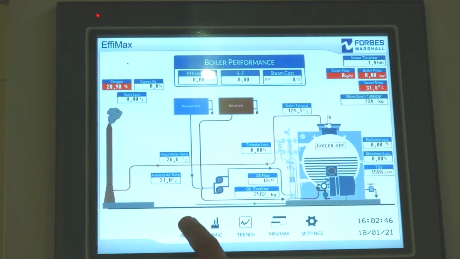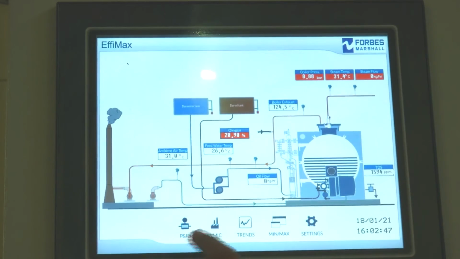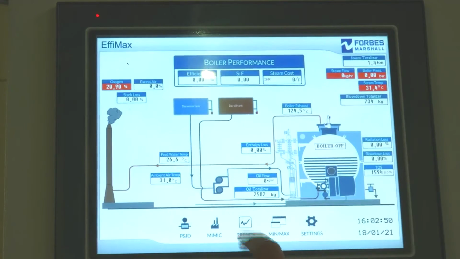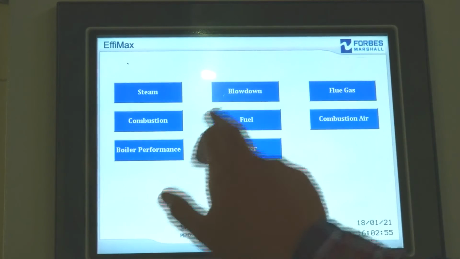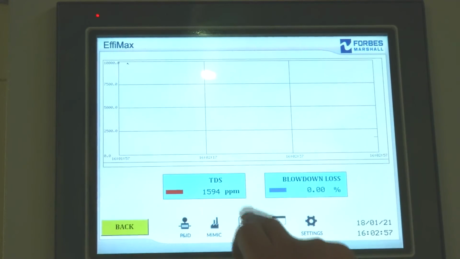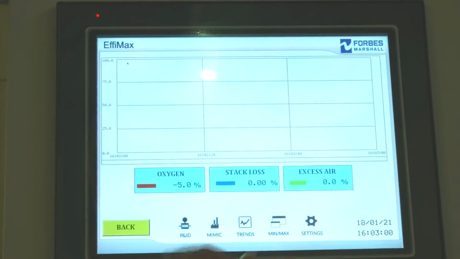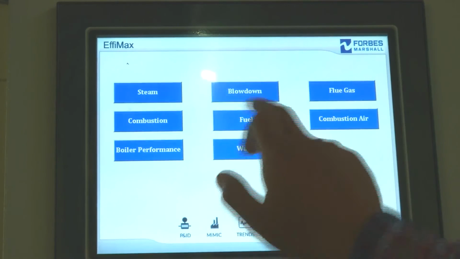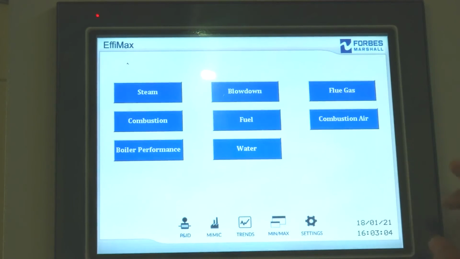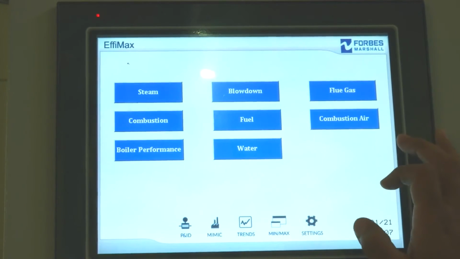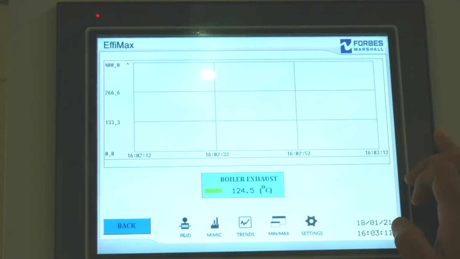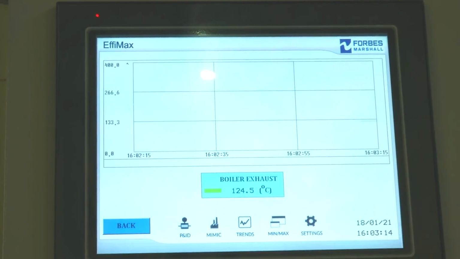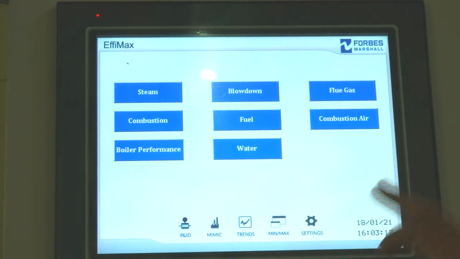There are also some trends. Steam trend is also there, blow down trend is also there, combustion trend is also there, fuel trend is also there. So if you want any trend for a particular parameter, you can go through it and get it from the device. Okay, next part is our pressure regulator.